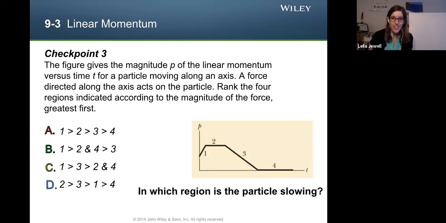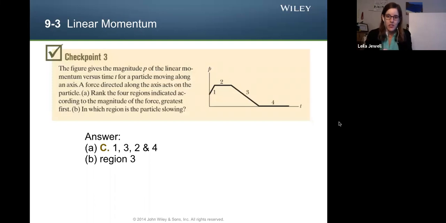Okay, hopefully you paused. Now we can take a peek at the answer. So it is C in terms of the magnitude of the force, right? Where region 1 is the greatest amount of force because it's the steepest in terms of slope. We know that force is equal to the change in momentum with respect to time, dp/dt. So if you have a larger slope, then you also have a larger change in momentum over that time interval, right? 3 has an overall larger change in momentum, but it's also over a longer time interval. So it's not a greater force, it's just a force acting over a longer time.